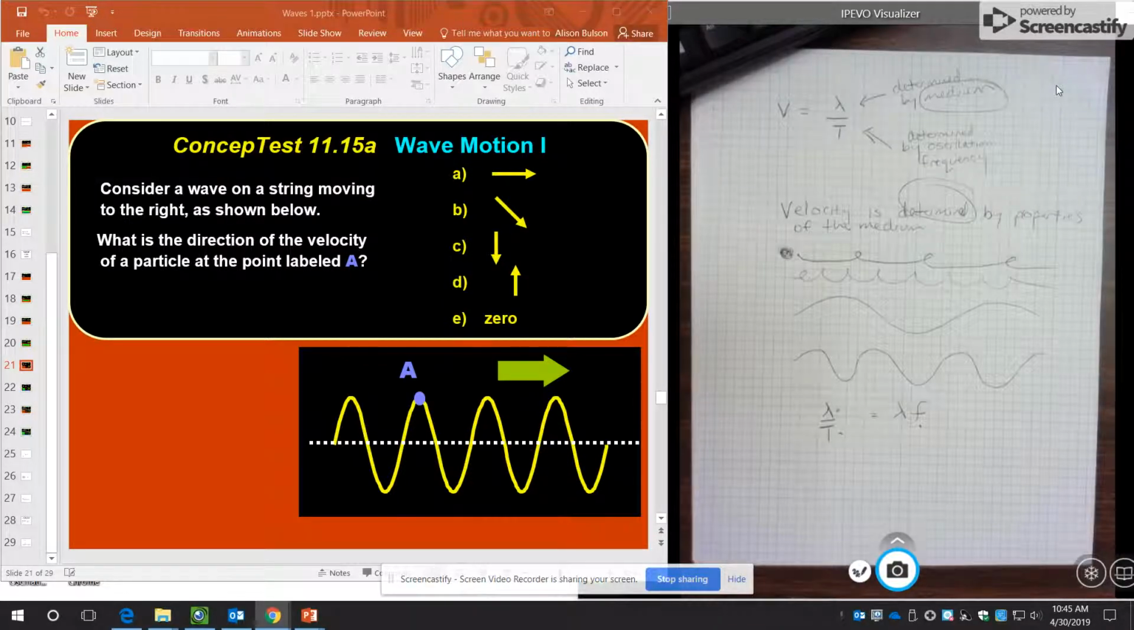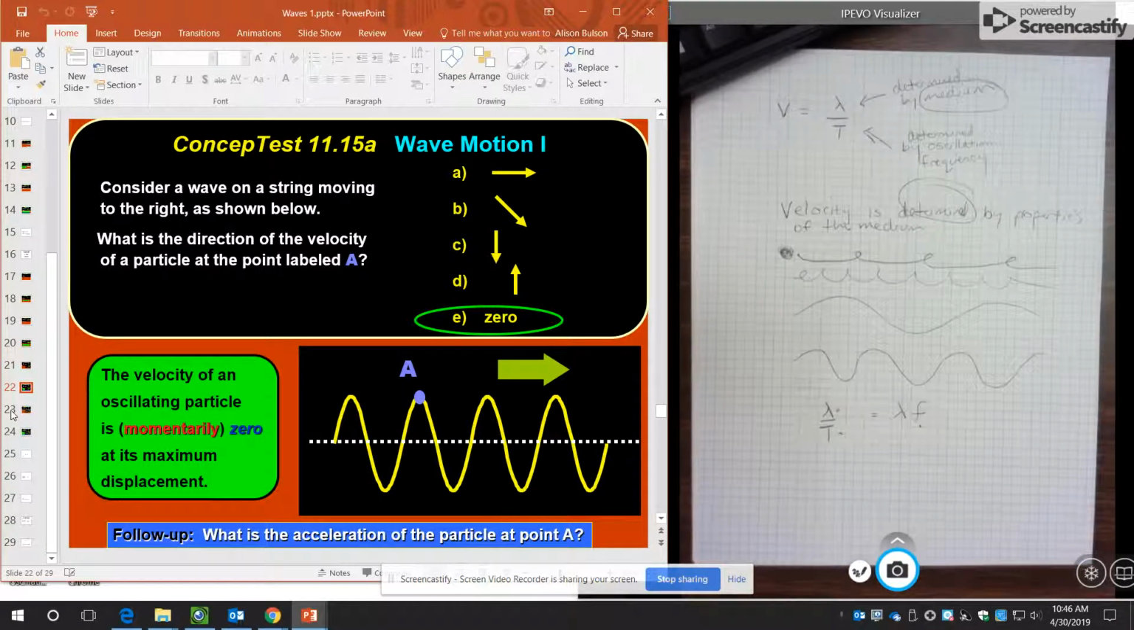We're talking about wave motion, particles versus wave form itself. So we're considering a wave on a string moving to the right as shown below. What's the direction of the velocity of a particle at the point labeled A? Similar line of reasoning to part of one of the free response questions on either the 2017 or 18 AP exam. What's the direction of the velocity?